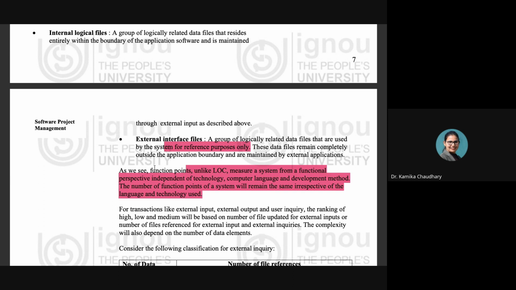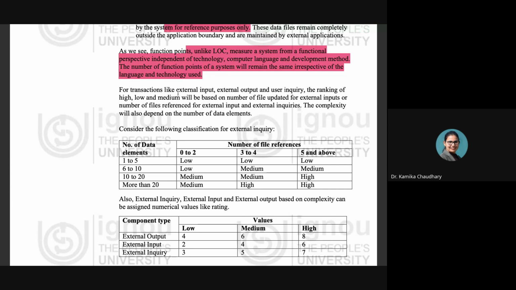We are going to see all these tables also. For the transactions like external input, external output, and user inquiry, the ranking of high, low, and medium will be based on the number of files updated for the external input, or the number of files referred for external output and external inquiry. What we can see in this table is the terms high, low, and medium. They represent how many files are being exchanged or how many operations are being performed in the case of the external input, external output, or user inquiry. So we are going to see this table.